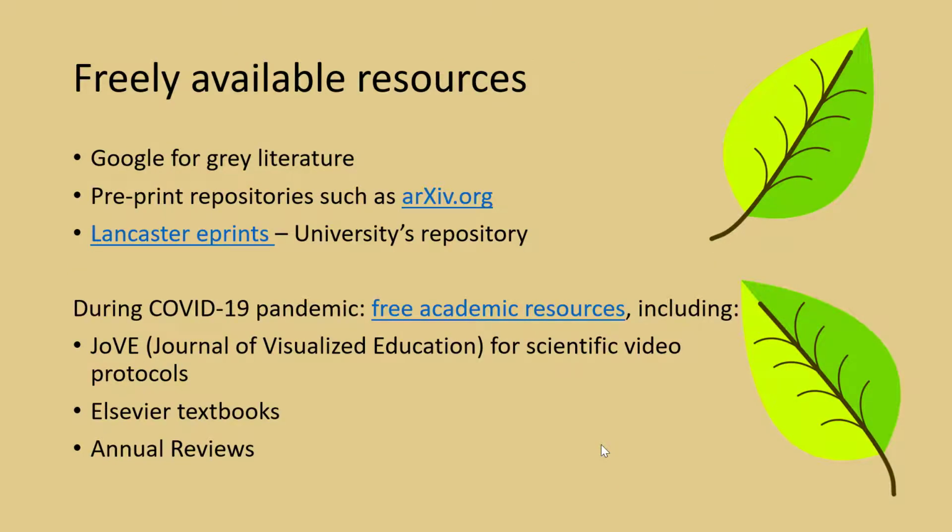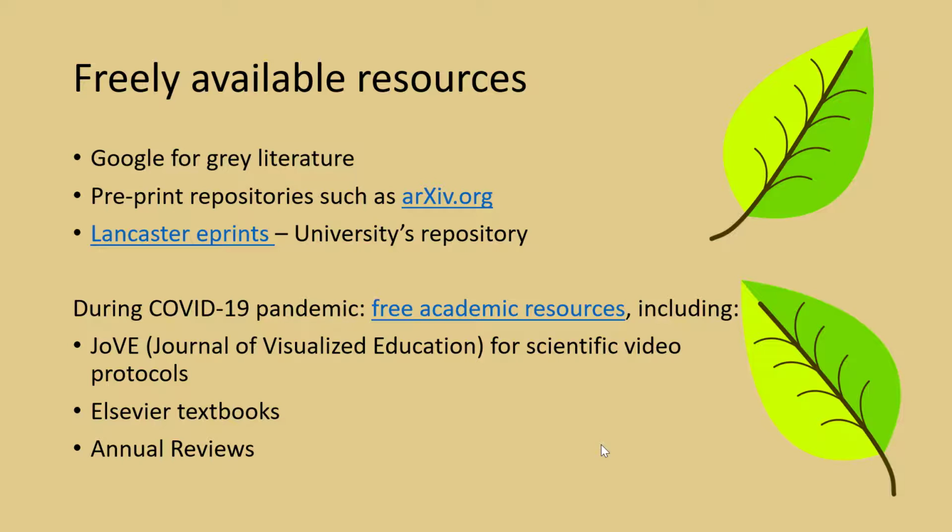As I mentioned, there are some freely available resources which you may want to explore when you're carrying out your literature review. So Google is useful for grey unpublished literature such as charity reports. You may want to explore preprint repositories such as arXiv.org, and Lancaster ePrints, which is the university's repository which usually has open access material.